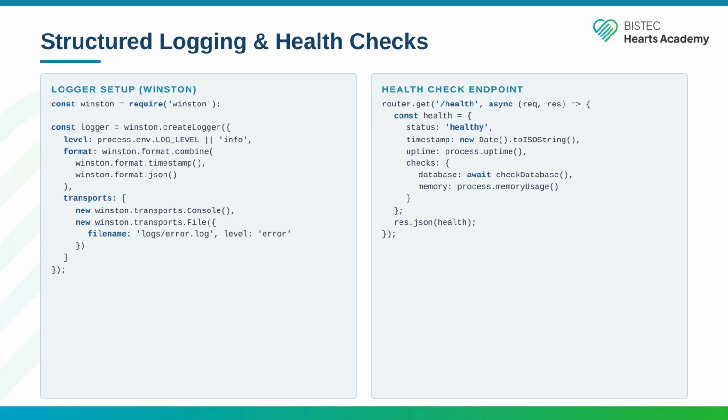For the health check endpoint, the handler queries the database with a lightweight SELECT 1, and if the query succeeds, it returns a 200 with a JSON body containing status healthy, the database connectivity status, and the process uptime. If the database query throws, the handler returns a 503 with status unhealthy. This single endpoint gives your load balancer, your container orchestrator, and your on-call engineer a reliable, machine-readable signal about whether the service is fit to receive traffic.